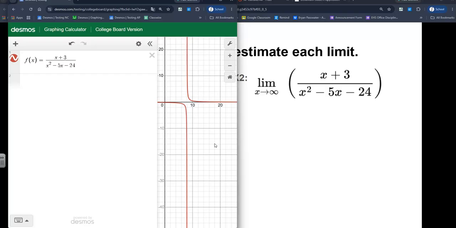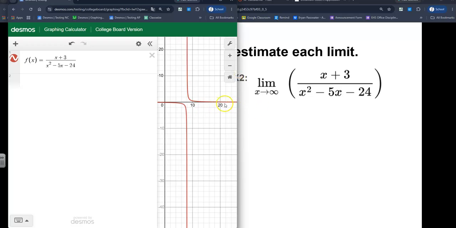Nope, I don't think 9. Now, something is happening. I think something is happening at 8. For sure. But we're looking where our x values are going towards infinity, right? So at 8, there's definitely something going on, something interesting that they might want to ask us about. But is x approaching 8? It is not.